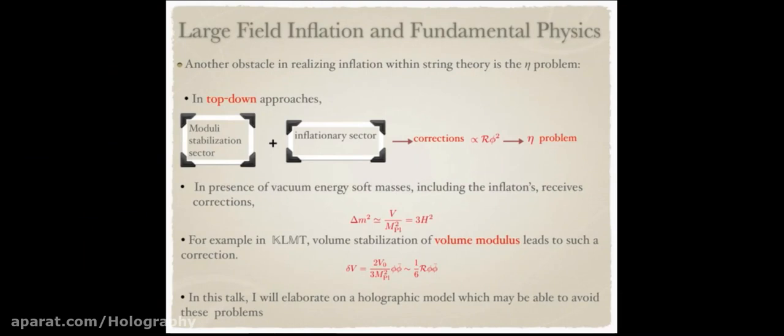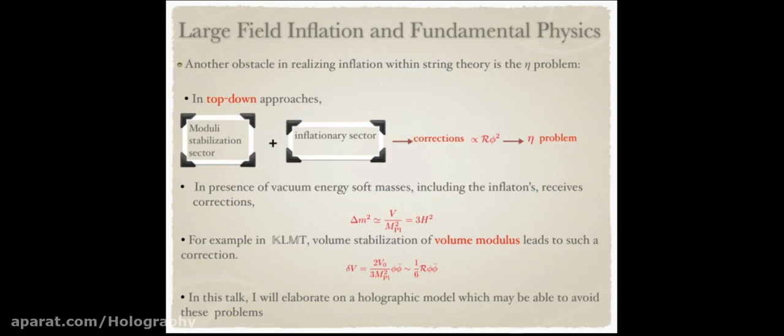The other problem that usually occurs when one tries to embed inflation, not necessarily large field inflation, in string theory is the eta problem. So you construct an inflationary sector that works fine, but you want to do moduli stabilization of the other moduli, the moduli other than the inflaton. And then you will get corrections proportional to R phi squared, where R is the Ricci scalar. In an expanding background where R is about 12 H squared, this will lead to the eta problem.